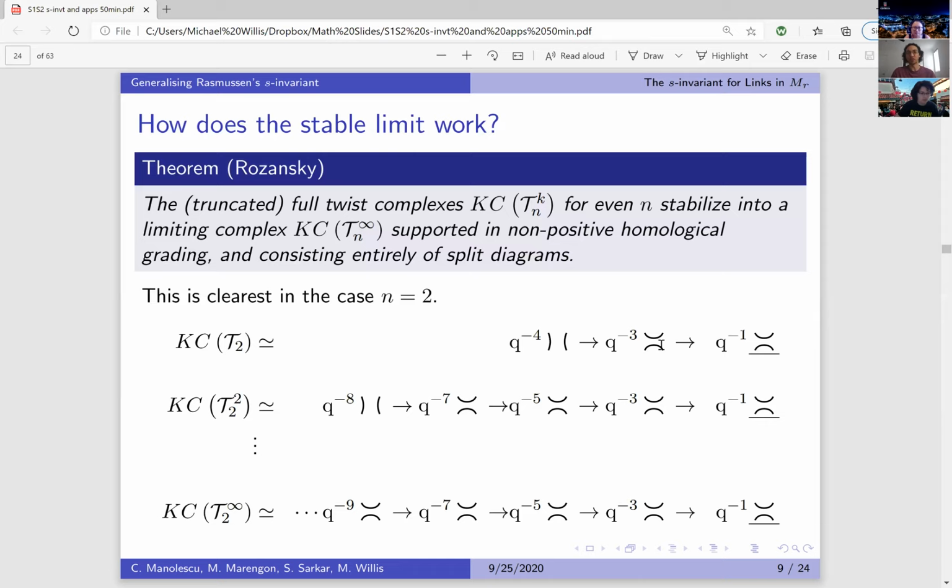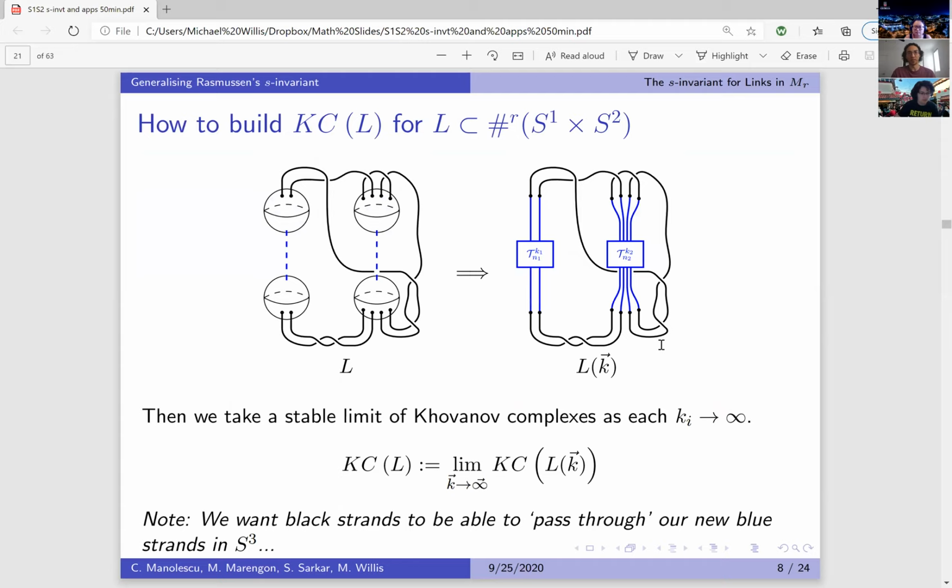So you have to imagine, let me go back to this picture, here's your link, but then you take some kind of limit as the twisting goes to infinity and think about the limiting complex. And if it's true that the limiting complex is built entirely with pictures where all the pictures in here are split and have this gap available, then the black strand has the ability to pass through that gap. Or to put it another way, if your complex has these gaps in it, you've successfully ignored the handle in S1 cross S2.